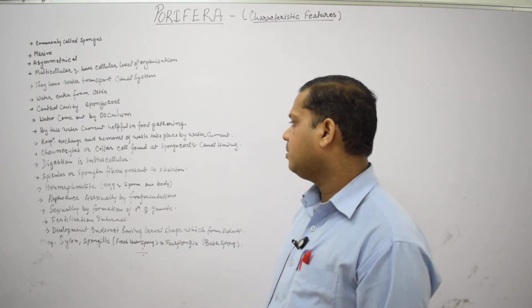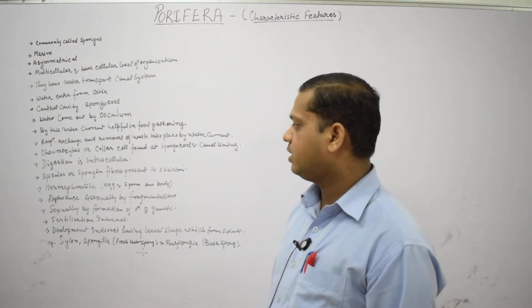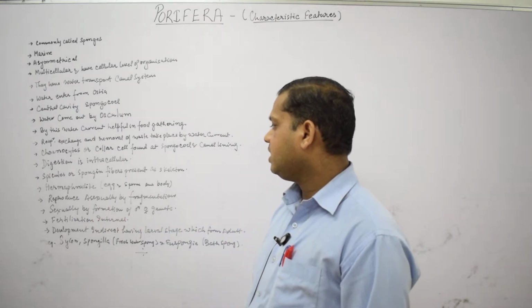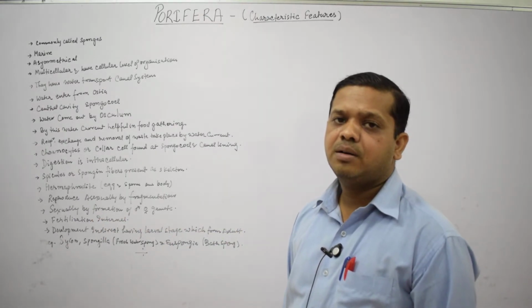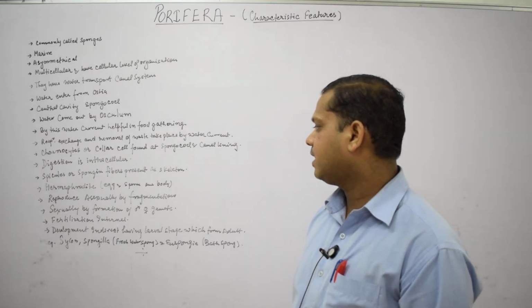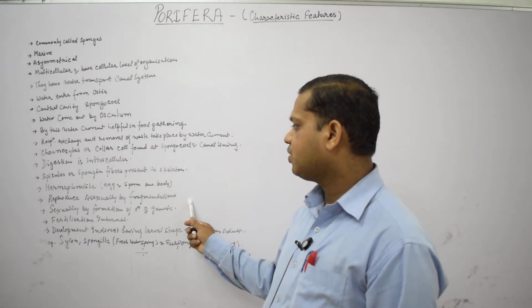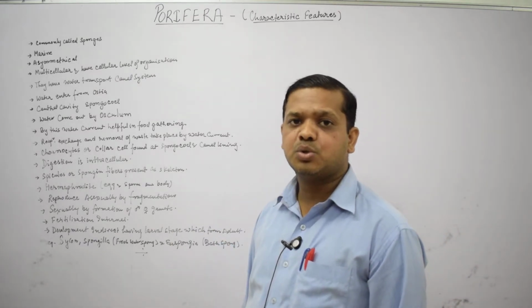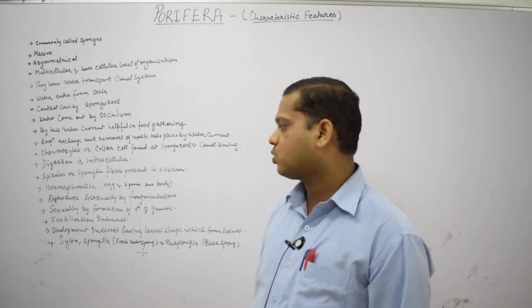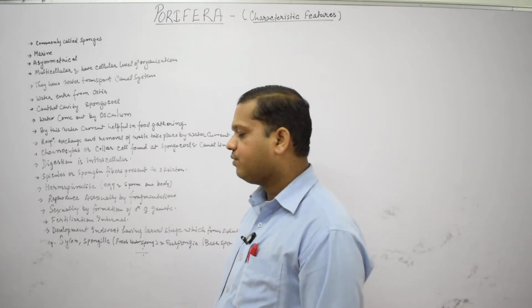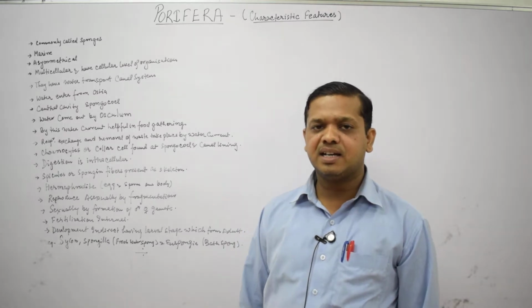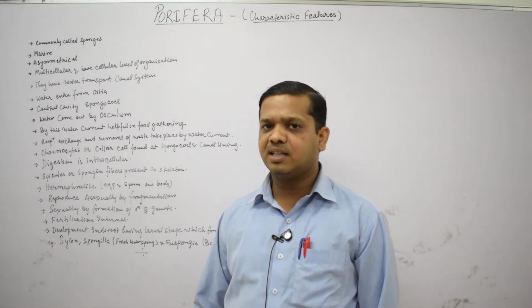So, that is why the animal body is known as hermaphrodite. It reproduces asexually also by a process known as fragmentation. Fragmentation is the process by which the animal reproduces asexually, and sexually by forming the male and female gamete, as we have already talked about that they are hermaphrodite.